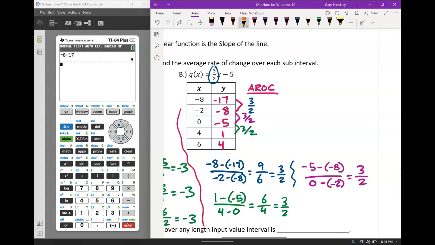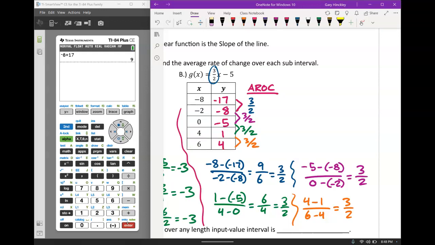And let's do the last two. So that should be 4 minus 6. Oh, nope, sorry. Y values go on the top. So 4 minus 1 over 6 minus 4. And that is, again, 3 halves. So it does match, 3 halves.